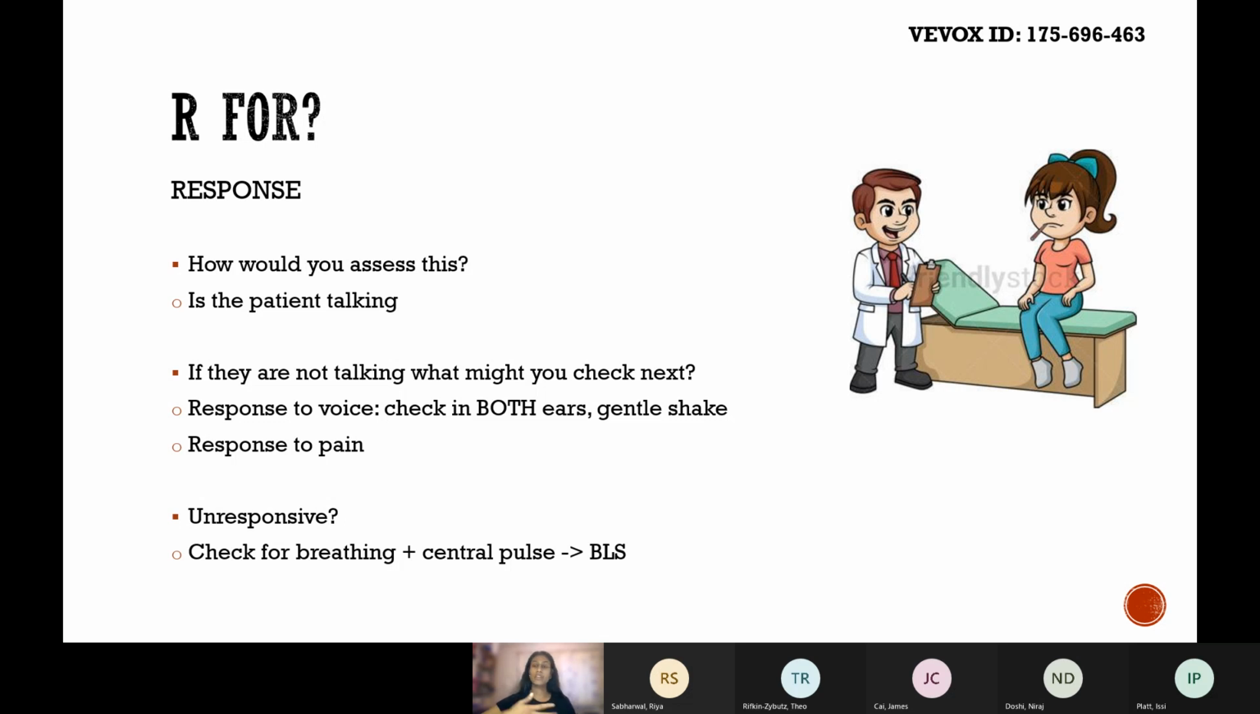So maybe having a think about signs of life. Are they breathing? You might want to check for a central pulse as well. And then if there's an indication that perhaps you need to start chest compressions and basic life support, then you'll go down that pathway, and you will do some learning around BLS as well. So it can very easily turn into a scenario where you start off with A to E and then start going down the BLS route in a station. So that's where we'll assess for response.